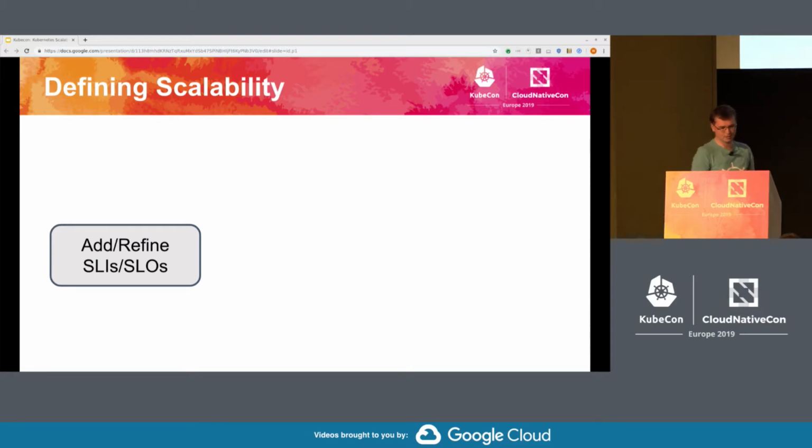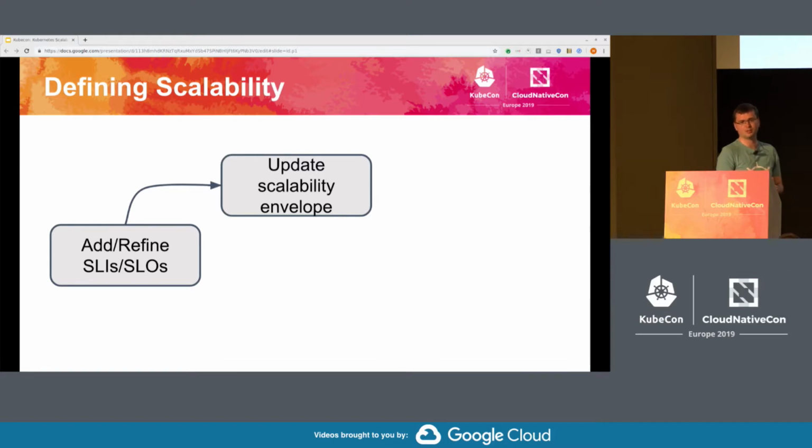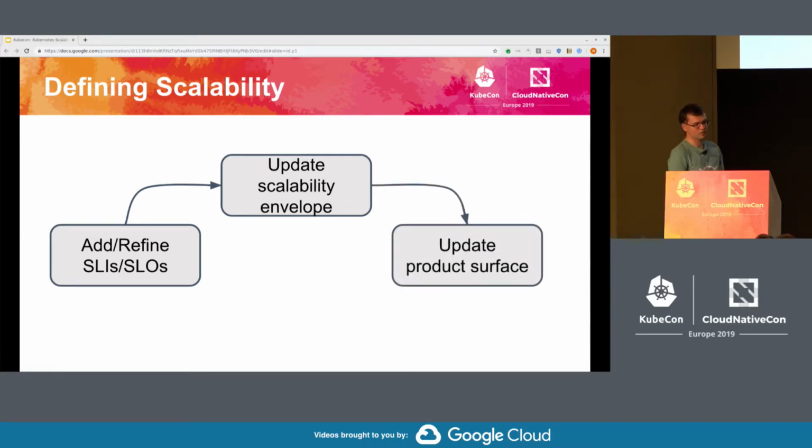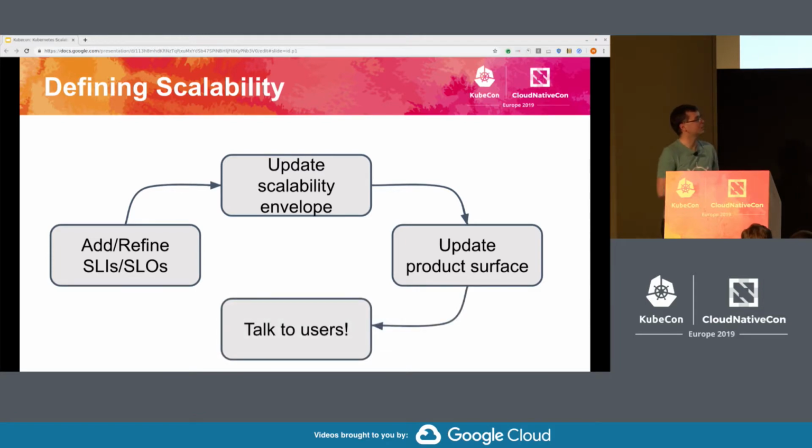What is happening next is that, based on that, we are updating the scalability envelope, because new SLOs mean more restrictions, which translates to different limits on different dimensions. In the meantime, our product is evolving, so new features are added to Kubernetes or to any other system. So we need to update the product surface. And based on all of those, we need to talk to our users to understand what they really care about from those new features. Are the SLOs that we currently have what they expect, or maybe they want some other guarantees?